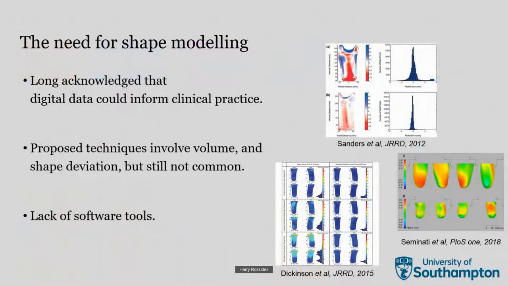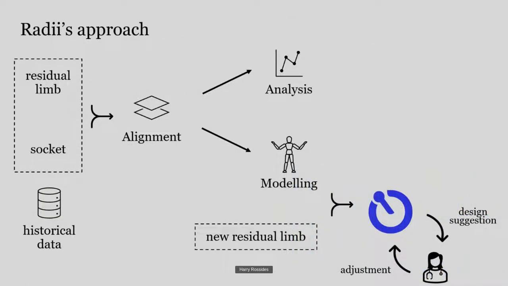Well, the research community has asked this question for quite a while now, and it has long been acknowledged that there is a rich amount of information in this digital data that can inform the design process for prosthetic sockets. These techniques involve looking at the volume enclosed by the surface and even the shape deviation. However, it's one thing to design an academic process and another thing to make it available to the end user. So the clinical uptake is quite a key here. One reason for the lack of uptake is the lack of software tools that would make these technologies available for clinical practice. And this is where Radii steps in.